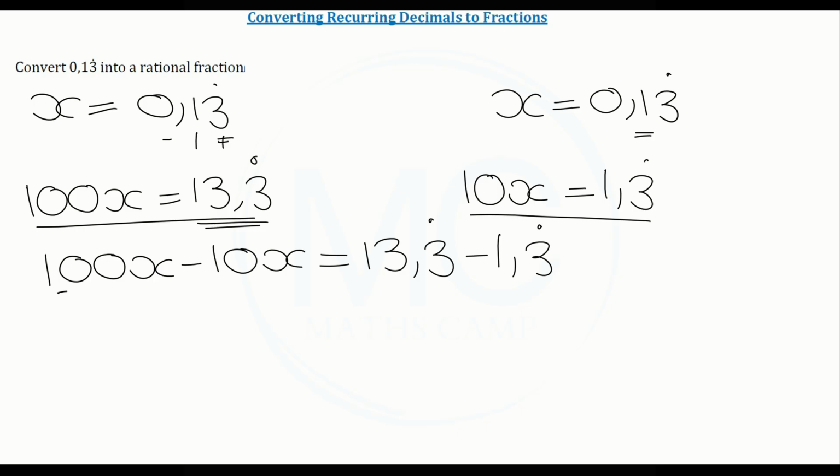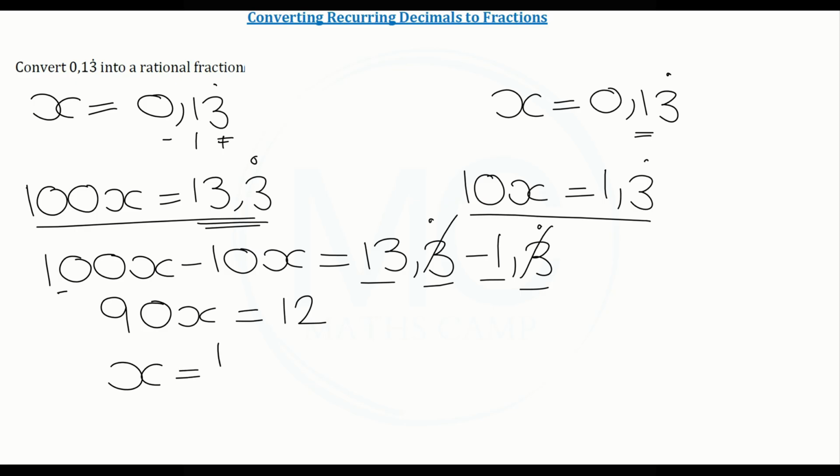100x minus 10x gives us 90x is equal to, on the right hand side, the recurring 3's will cancel out, and we're left with 13 minus 1, which gives us 12. To get x by itself, let's divide both sides by 90, and we get x is equal to 12 over 90.